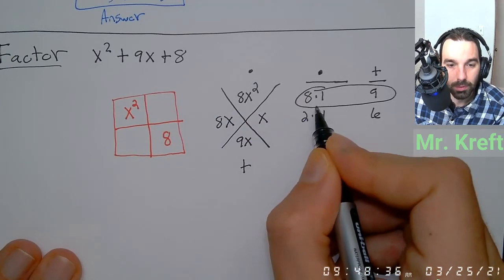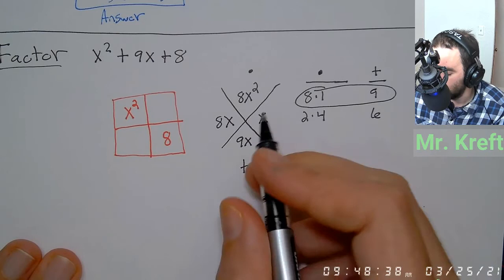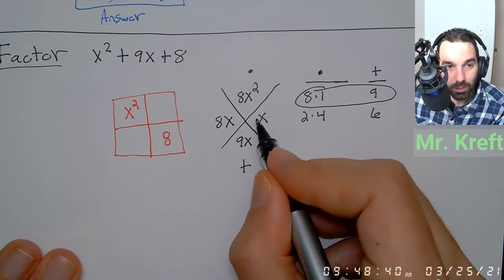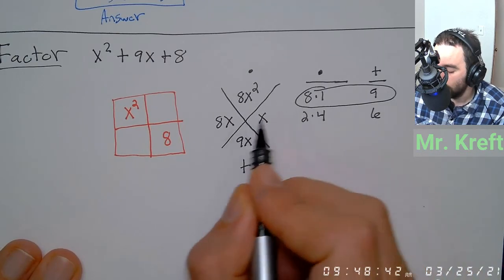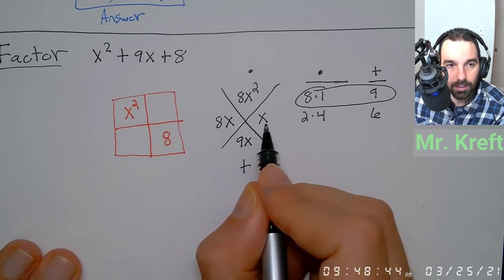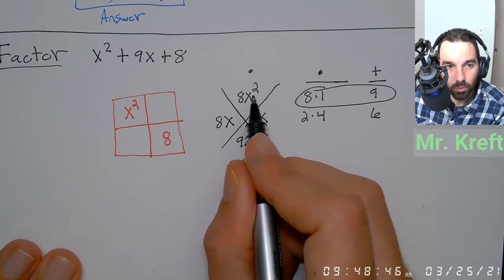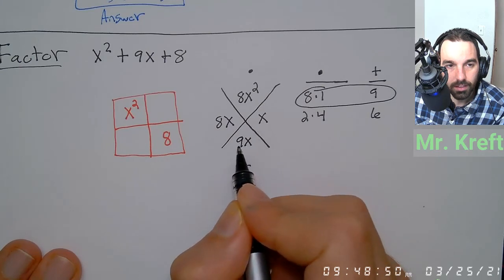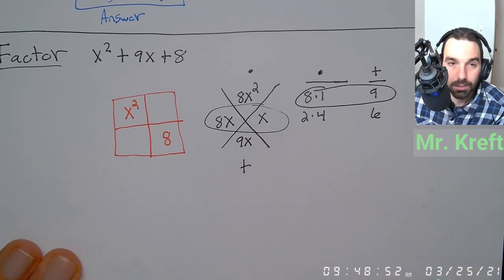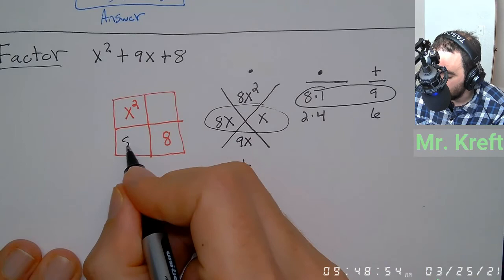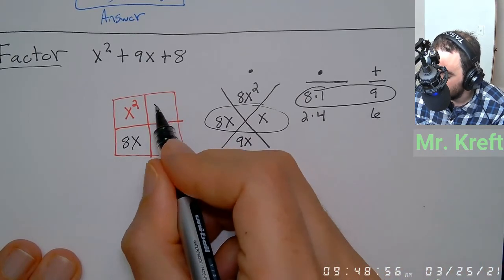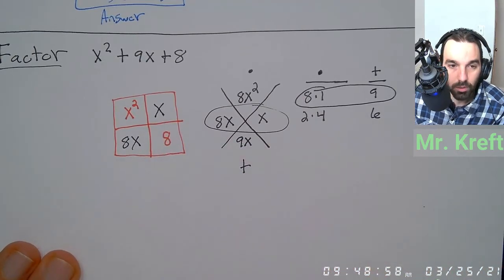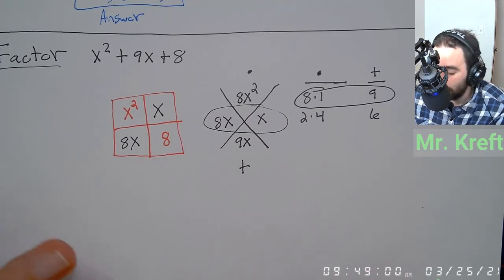Remember, 1 is still a number, right? 1 is something. It's not 0. We just don't normally write the 1 in front of the x. So let's double check. 8x times x, that's 8x squared. And then I have 8x plus 1x, that's 9x. So that's looking good. So I'm going to go ahead and put these in here. Okay, I don't want to be going too fast, so please let me know if I'm going too fast.